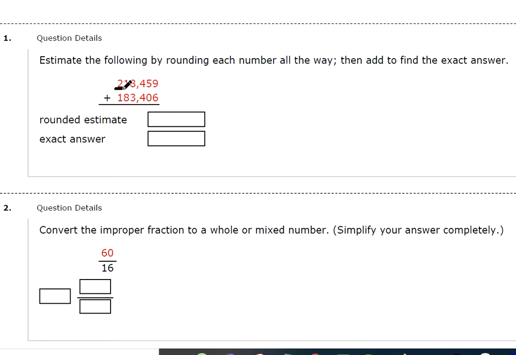Rounding all the way means rounding to the highest place value. So if you look at the 2, that gets rounded to 200,000 because the 1 directly to the right causes you to round down. Looking at the 1, the digit to the right is an 8, so that causes you to round up. So it's 200,000 plus 200,000 with our rounded estimate. So that's 400,000 for the final answer. And the exact answer just means adding those together with your calculator.